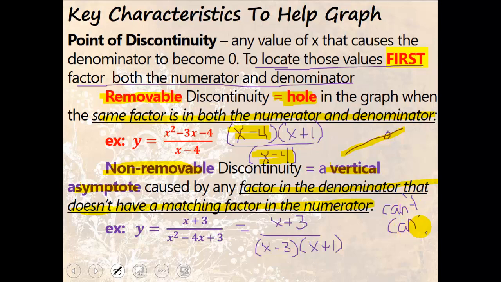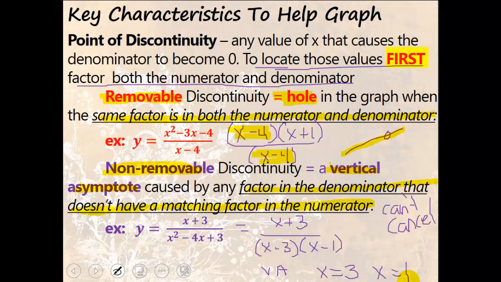Can't cancel. Okay, so now we're going to have vertical asymptotes at x equals 3 and x, oops, sorry guys, should be a negative 1. And x equals 1. Should be a vertical asymptote at x equals 3 and x equals 1.